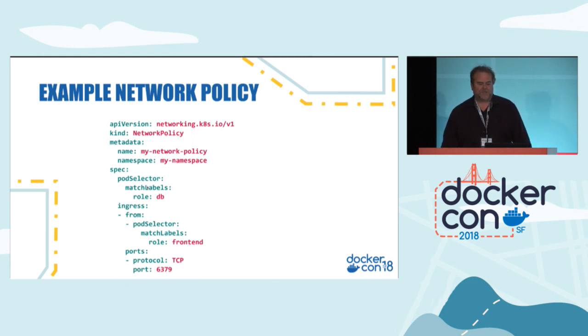In this case, there's a pod selector. It says this policy will attach to anything that's labeled role DB. And what this policy is going to say is I'm only going to allow ingress traffic from things labeled role front end on TCP 6379. So in this case, in the my namespace, anything labeled front end can only talk to things labeled role DB on 6379. And unless there's any other policy, this role DB won't be able to talk to anything else.